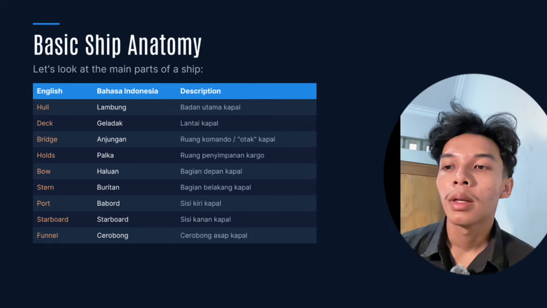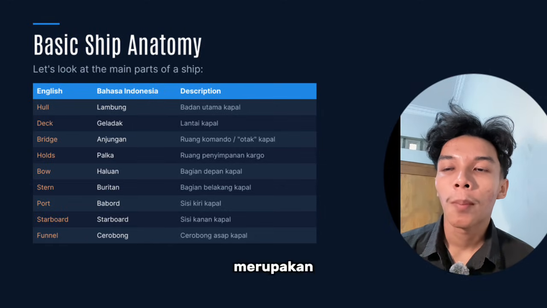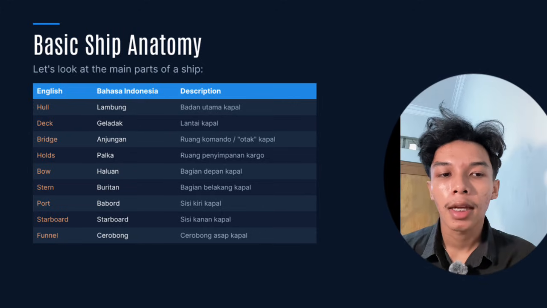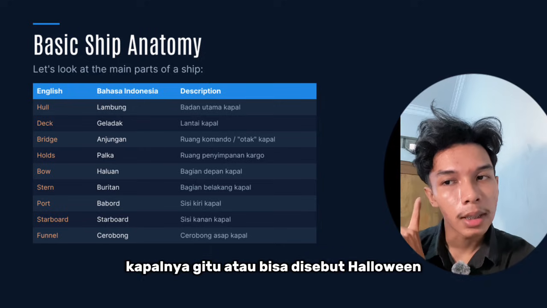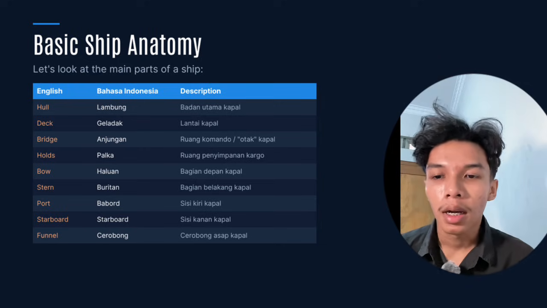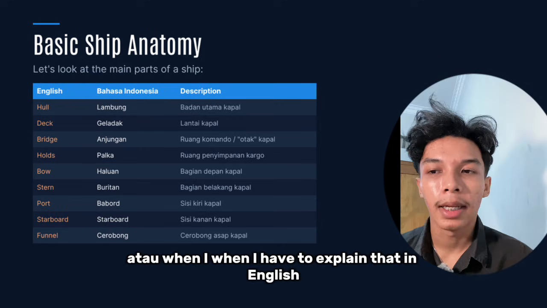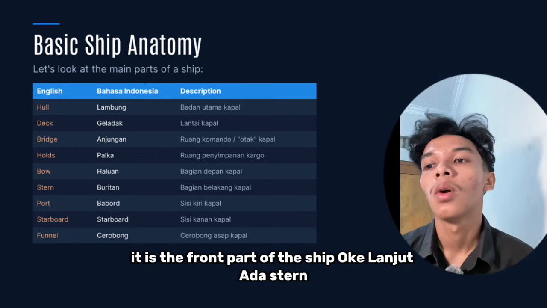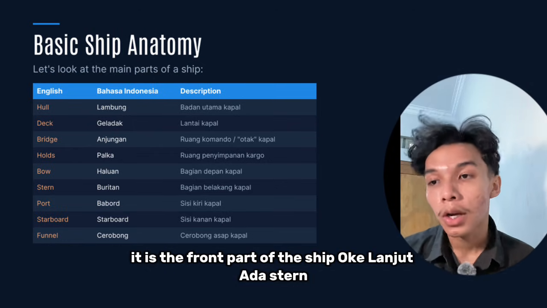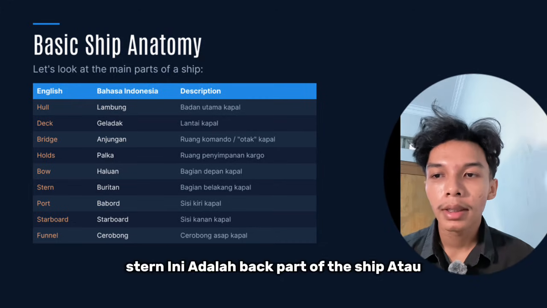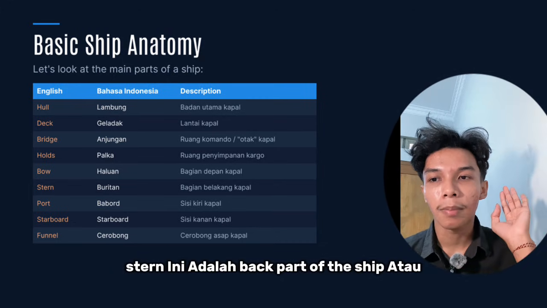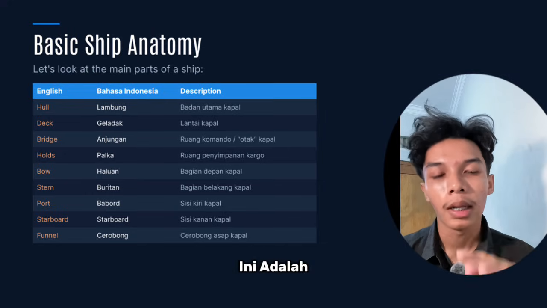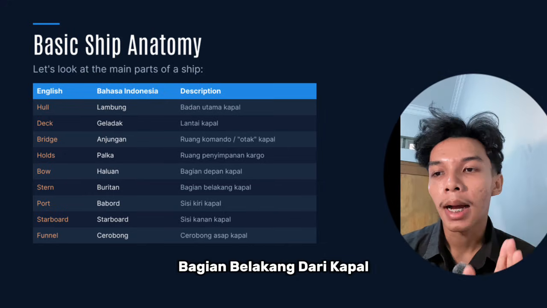Next one ada bow. Bow ini merupakan bagian depan dari kapalnya gitu, atau bisa disebut haluan. Atau when I have to explain that in English, it is the front part of the ship. So, oke, lanjut, ada stern. Stern ini adalah back part of the ship atau dalam bahasa Indonesia kita sebutnya buritan. Ini adalah bagian belakang dari kapal.